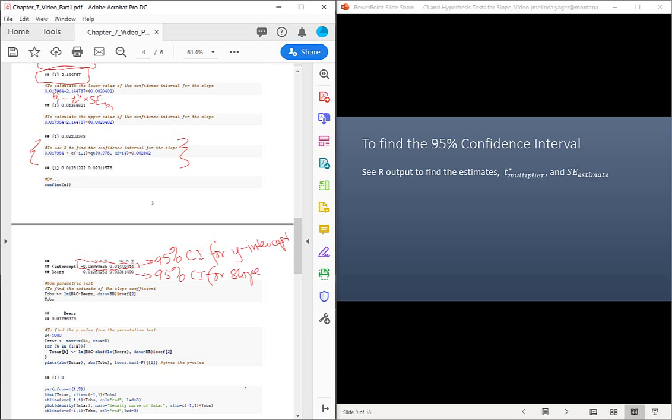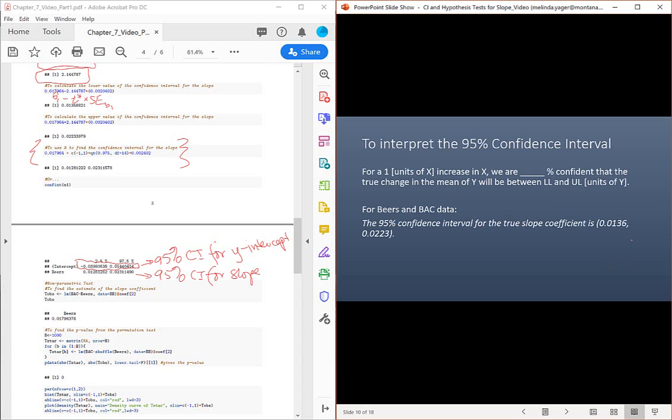The 95% confidence interval for the true slope is 0.0128 to 0.0231. When we interpret the slope, we need to think about what slope measures. The slope shows the expected changes in y for each increase of 1 unit in x.